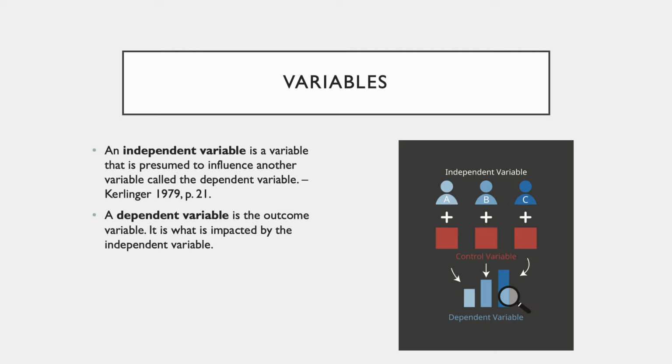Now, let's talk about dependent and independent variables. This is important for you to understand and remember. We just talked about smoking and lung cancer. If we ask the question, does smoking cause lung cancer, then smoking is the independent variable because it is presumed to affect the dependent variable, which is lung cancer. Kerlinger defined it this way: an independent variable is a variable that is presumed to influence another variable called the dependent variable.